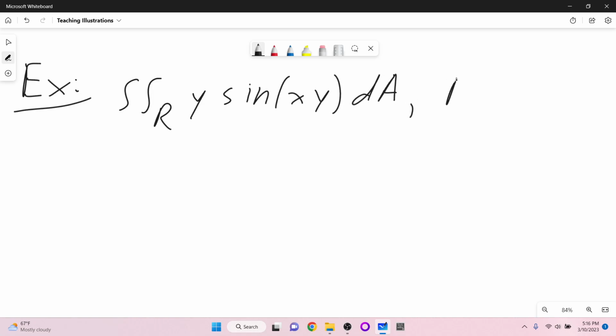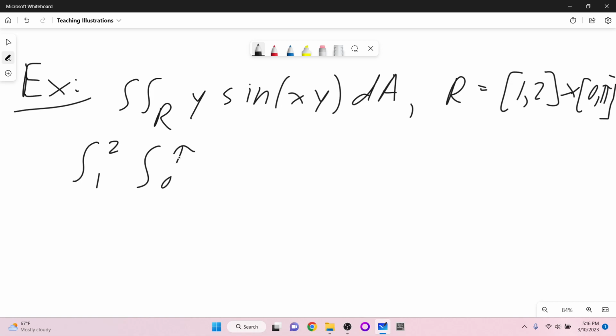And R is going to be 1, 2, cross 0, pi. So I could give you the region in coordinate form like this, or I could draw a picture. It amounts to the same thing. Okay, so I went to do this, and I said 1 to 2 and 0 to pi of y sine xy dy dx. So I look at this, and I say, okay, y is the variable I'm doing first.